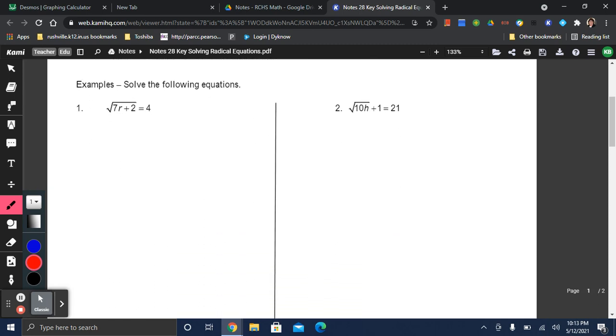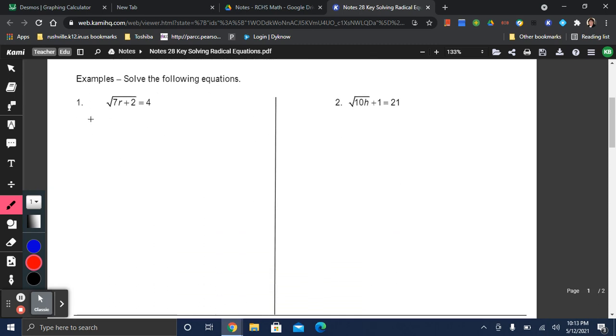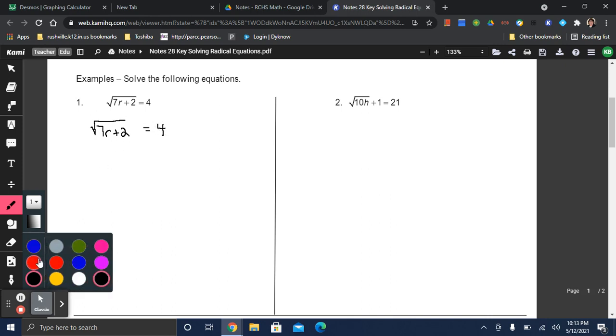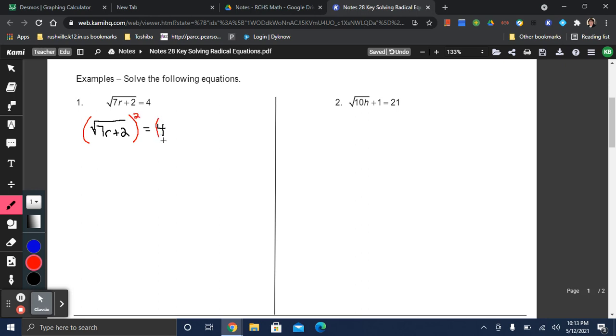So we'll take a look at our first equation, in which the square root is all by itself on one side of the equal sign. Our first step will be to raise each side of the equation to the second power. So I'm going to show that in step number 1, raising each side of the equal sign to the second power. You'll see that the only thing not in the parentheses is the equal sign.